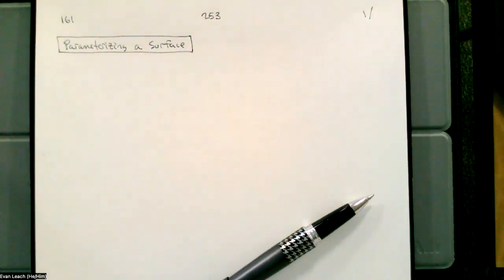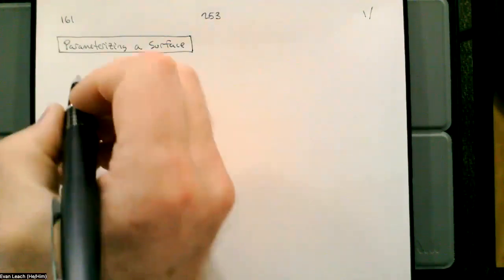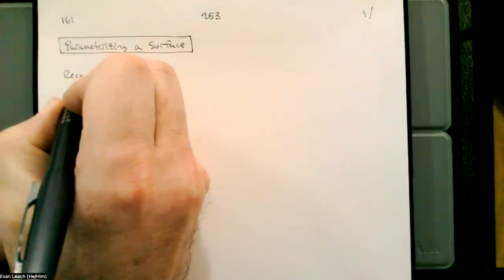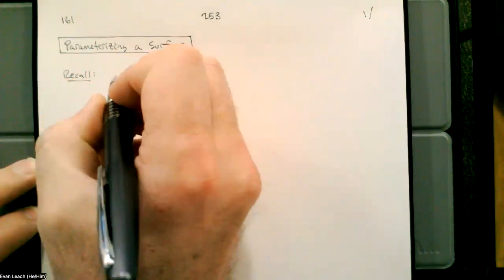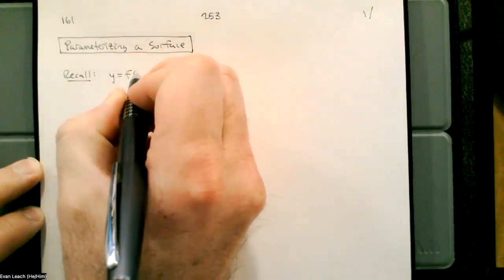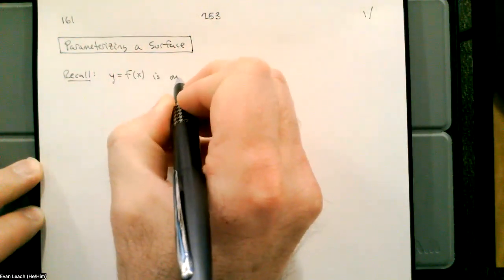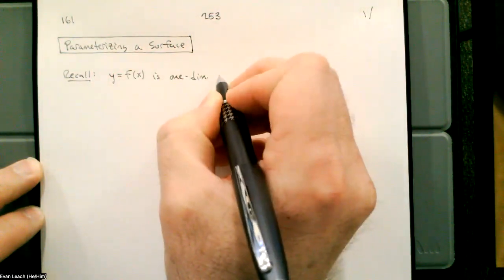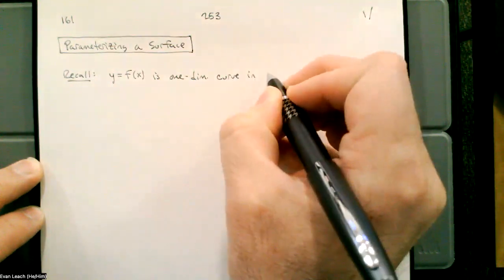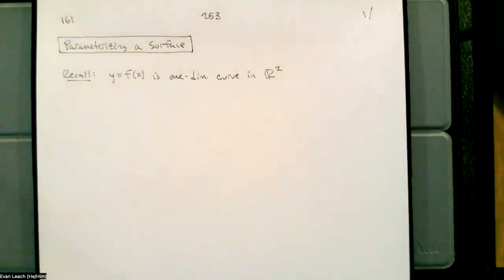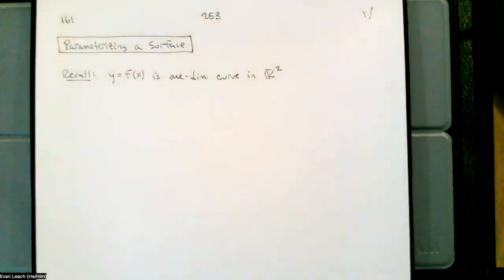Today we want to bring some ideas together when we talk about and do that through parameterizing a surface. So if you would recall, we have a function y equals f of x. We have a one-dimensional curve in R2, a one-dimensional curve in two-dimensional space.